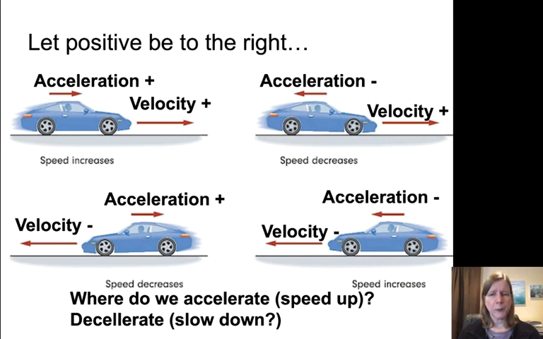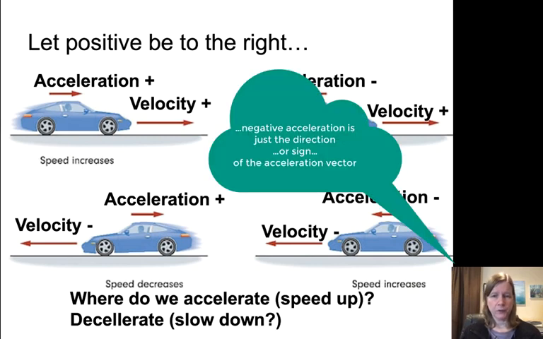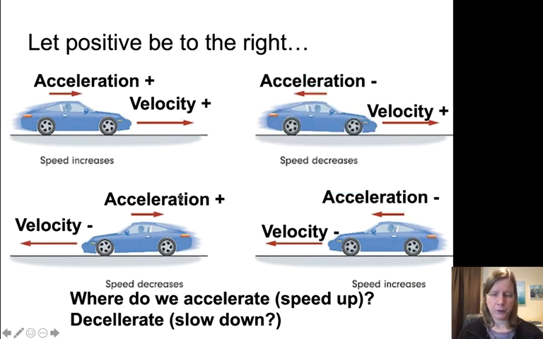Some terminology can be a bit confusing: the difference between deceleration, which is slowing down, and negative acceleration, which is just the direction of the acceleration vector and doesn't tell you whether you're speeding up or slowing down. Another takeaway from this slide is when acceleration and velocity are in the same direction, we speed up. And when they're in opposite directions, we're slowing down.